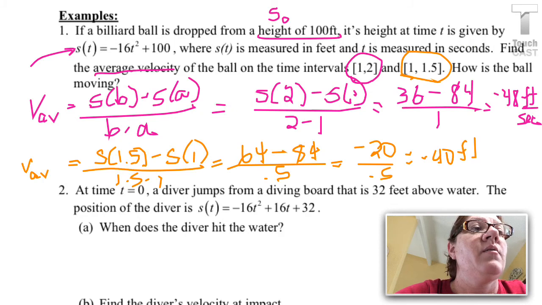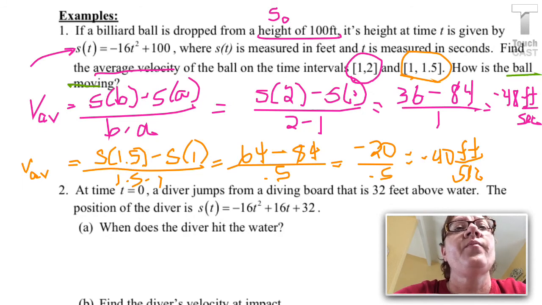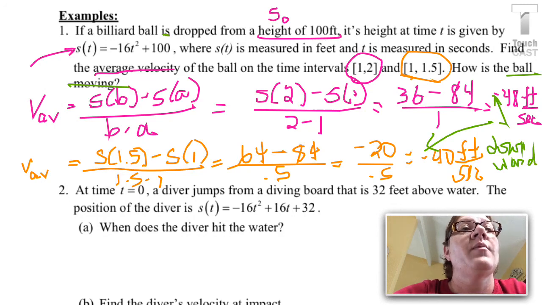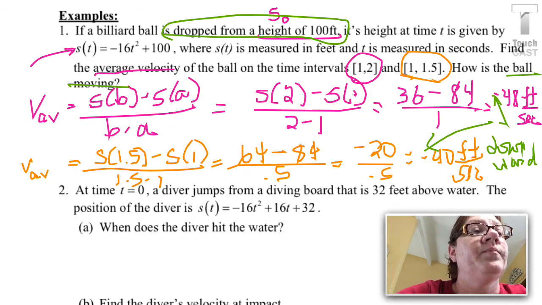Again, feet per second. And the last question it asked me is, how's the ball moving? Well, I notice that they're both negative, so that tells me that it's moving downward, which makes sense because, hey, I dropped the ball off of a billiard table. So, of course it's moving down, it's going to the floor.